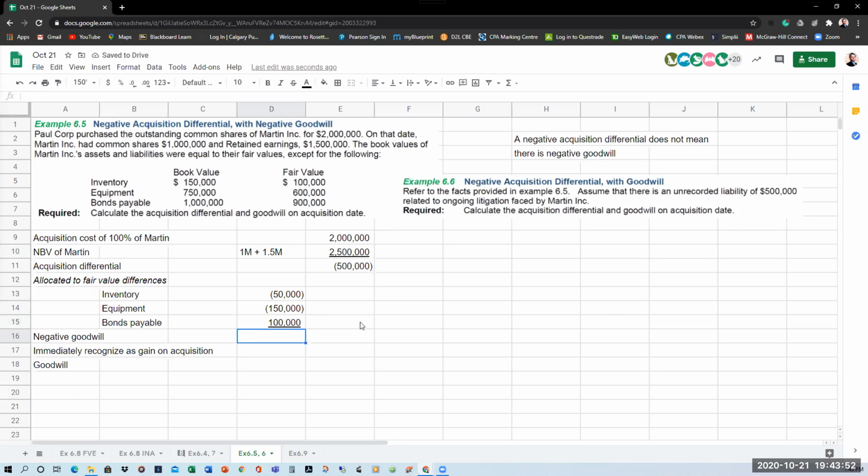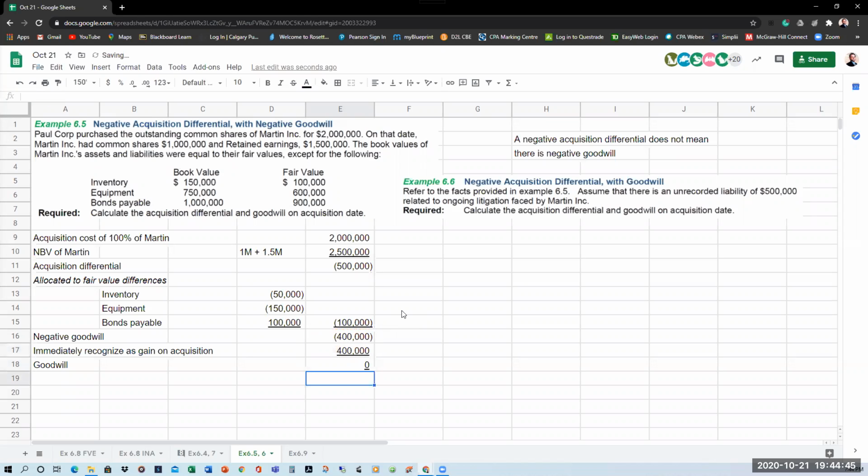Everything added together, we get a total fair value difference of negative 100,000. Now, if I subtract the negative 100,000 from the acquisition differential, negative 500,000 minus a negative 100,000, remember, minus of a minus turns into a plus. So you'll be left with negative 400,000. That negative 400,000 is negative goodwill. But remember, we don't leave goodwill with a negative value. Negative goodwill is immediately recognized as a gain on acquisition. So we recognize $400,000 as a gain on acquisition.